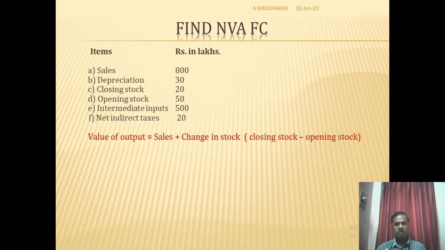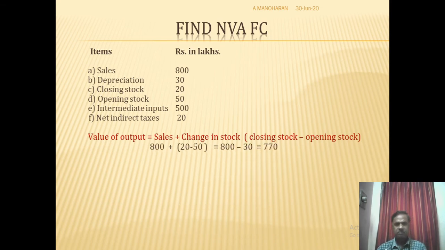Here we are calculating NVAFC. I would like to remind you again, value of output is equal to sales plus change in stock. Next one is GVAMP, which is equal to value of output minus intermediate consumption. Next one is NVAMP, GVAMP minus depreciation. Next one is NVAFC, NVAMP minus net indirect taxes. You will be getting NVAFC.